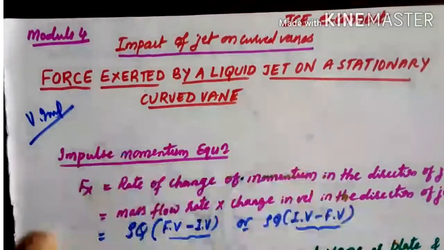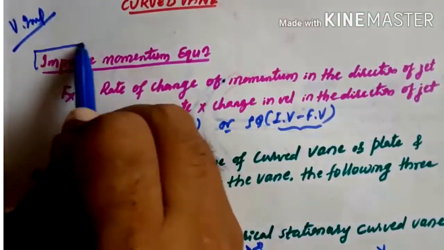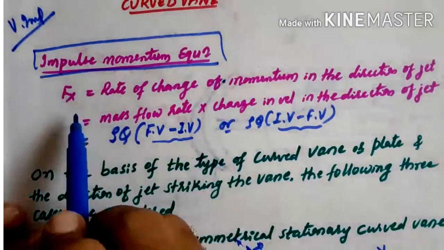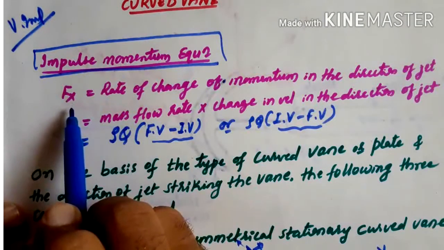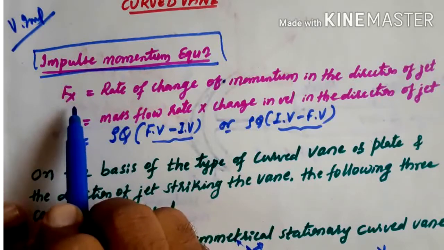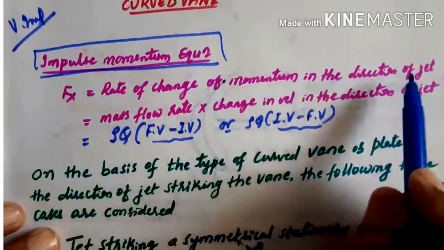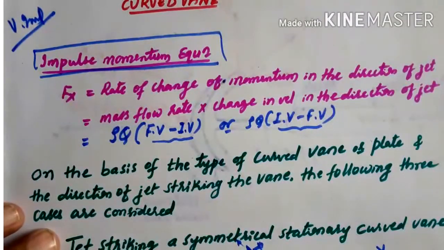For all these derivations, we use one concept, that is the impulse momentum equation. So what does impulse momentum say? The force exerted will be equal to the rate of change of momentum in the direction of the jet. Okay, so let us take the first case.